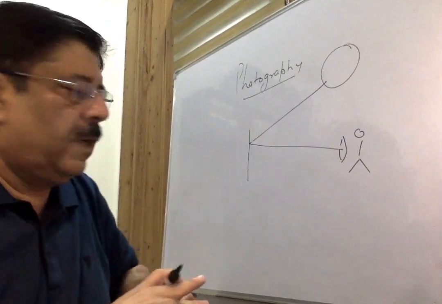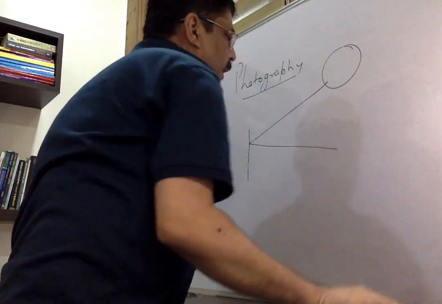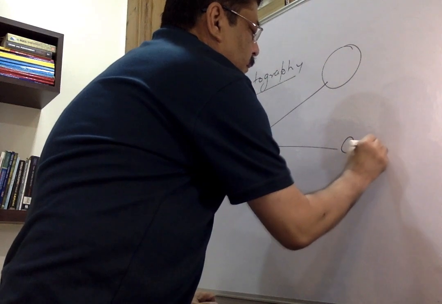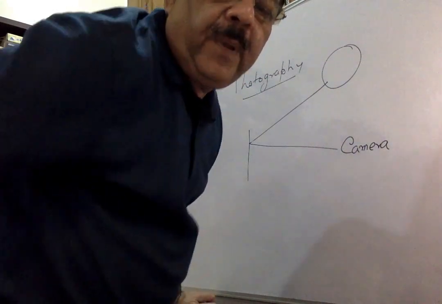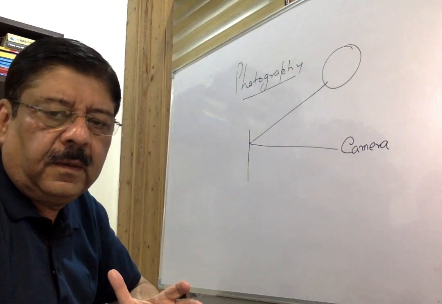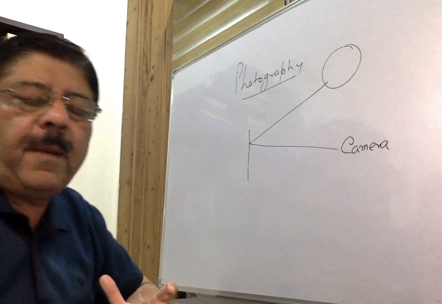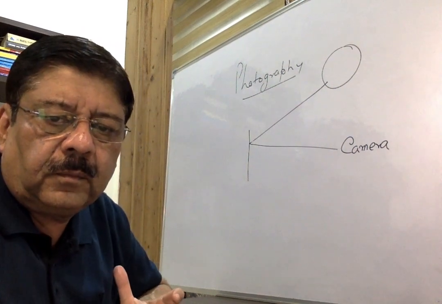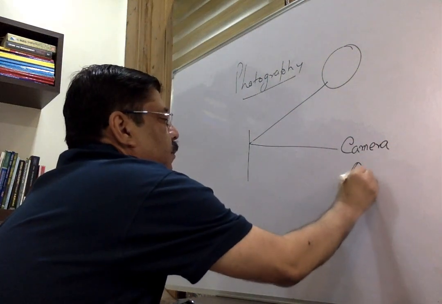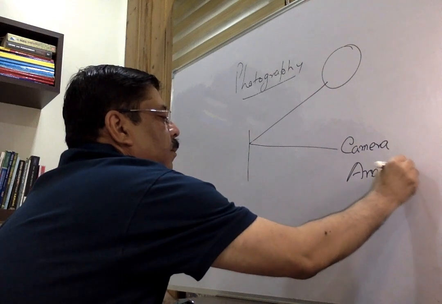If instead of your eyes, here is a camera, then what will happen? Suppose it is an analog camera.